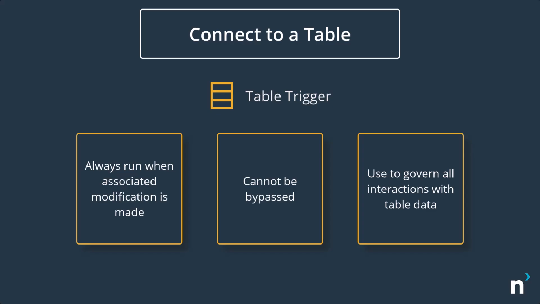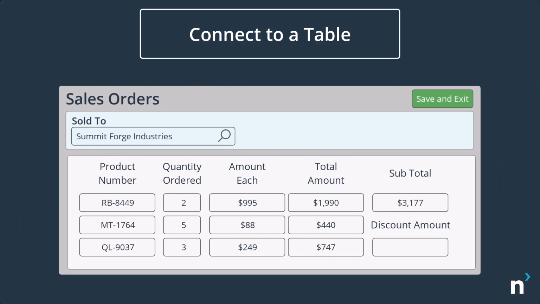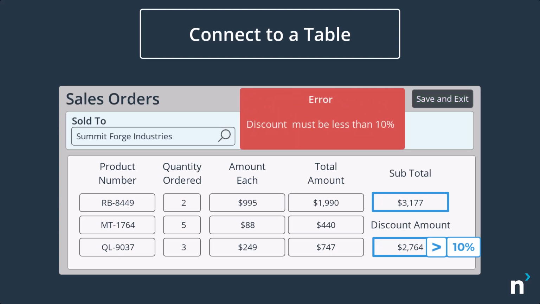Like in this example, a user is entering an order into the sales order application. Business rules state that discounts may not exceed 10% of the original sales total. To enforce this, when the user selects Save, a table trigger logic block always validates the discount amount. If the discount is greater than 10%, the save fails. The developer implemented this logic block as a table trigger to ensure every discount is reviewed before saving.